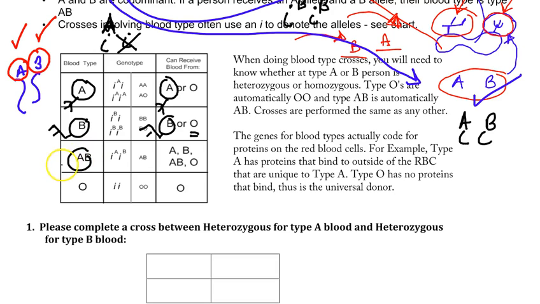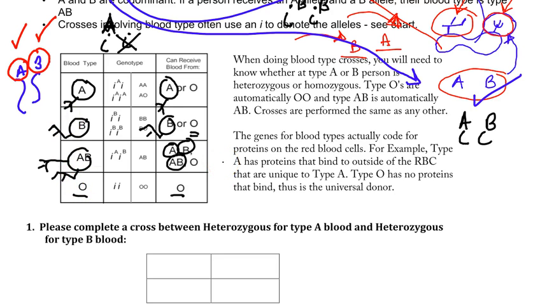AB would mean you have both the A and the B. So you accept from A because A can't be foreign. You accept from B because B can't be foreign, and AB has both. And of course, O has nothing for you to detect. Notice O can only accept from O because AB, A or B, all have these proteins that are foreign to it. All right, so some background here.